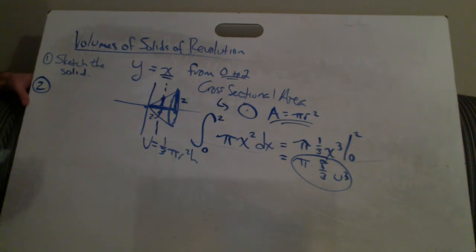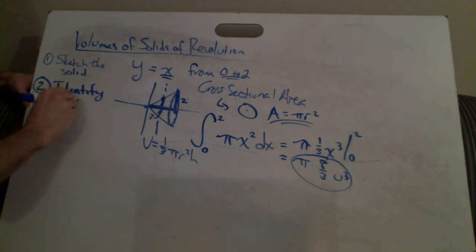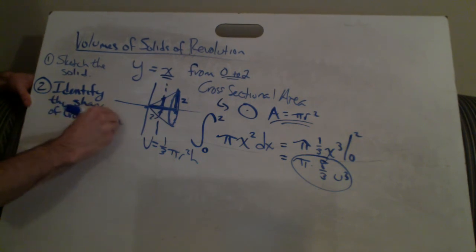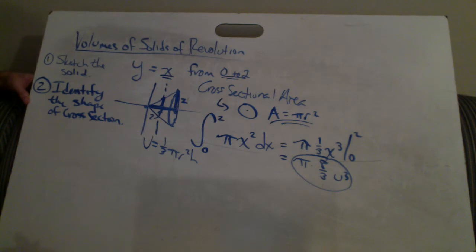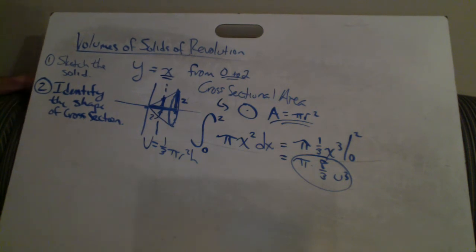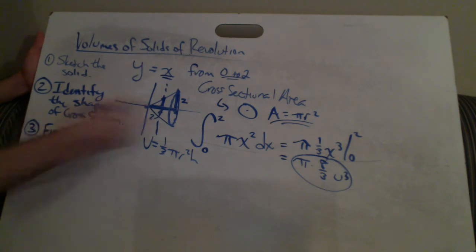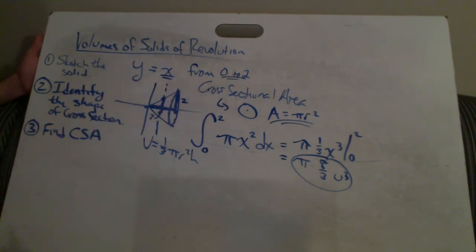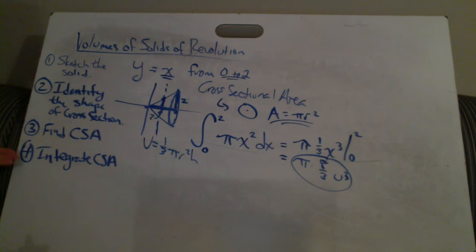The second thing that we'll do is identify the shape of the cross section. Occasionally they won't be circles. Generally they'll be very close to circles because of the way that we're constructing these solids. Third is going to be find the cross-sectional area, which I'll abbreviate CSA. And then finally, integrate that cross-sectional area. So this is going to be our general procedure right here.